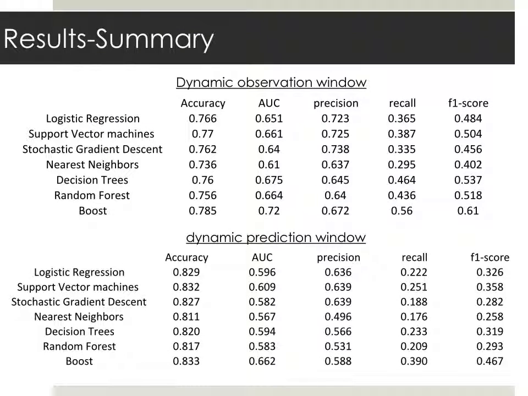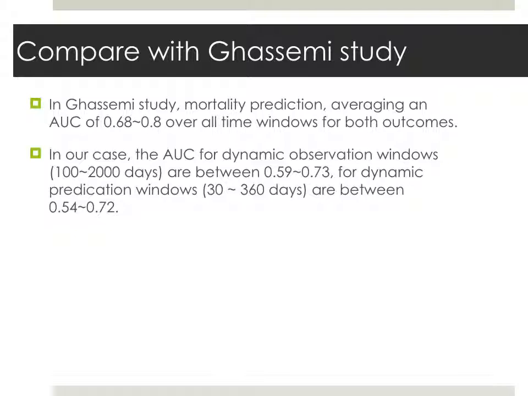So here's a summary of the average value for each machine learning method. In general, boosting was way ahead of other methods, and shows pretty good predictive accuracy and sensitivity. Compared to the original study, where the AUC was between 0.68 and 0.8, our result is a little less robust, but still in a very reasonably good range.